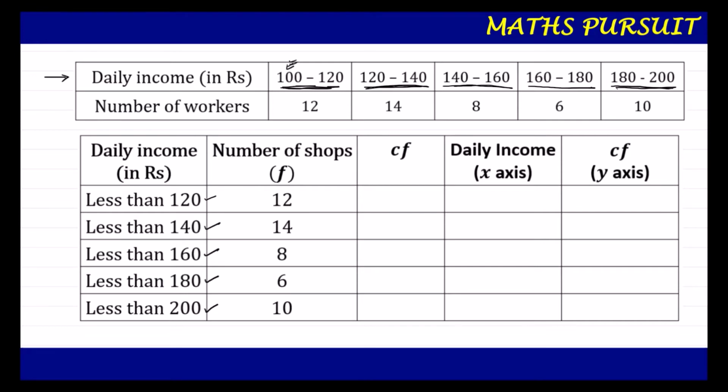If we were doing the calculation for a more than ogive, then we would have focused our attention on the lower limit of the class interval instead of 120, that is 100, 120, 160, 180. But here we are focusing our attention on the upper limit of the class when we are doing a less than distribution. I believe till here we are very clear.